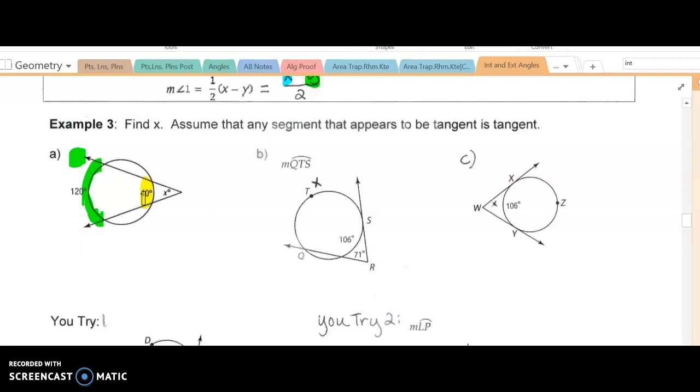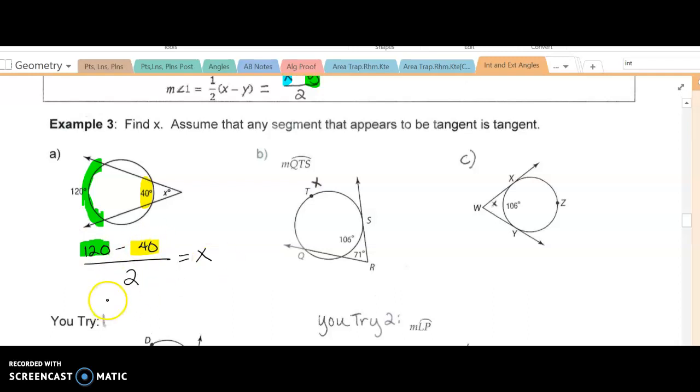In this case, we're doing the arc in between the two secant lines. We're going to do big arc minus little arc. We just want to do big minus little so you don't end up with a negative number, all over 2 is going to equal the exterior angle, in this case x. So we're talking about 120 minus the 40 all over 2.